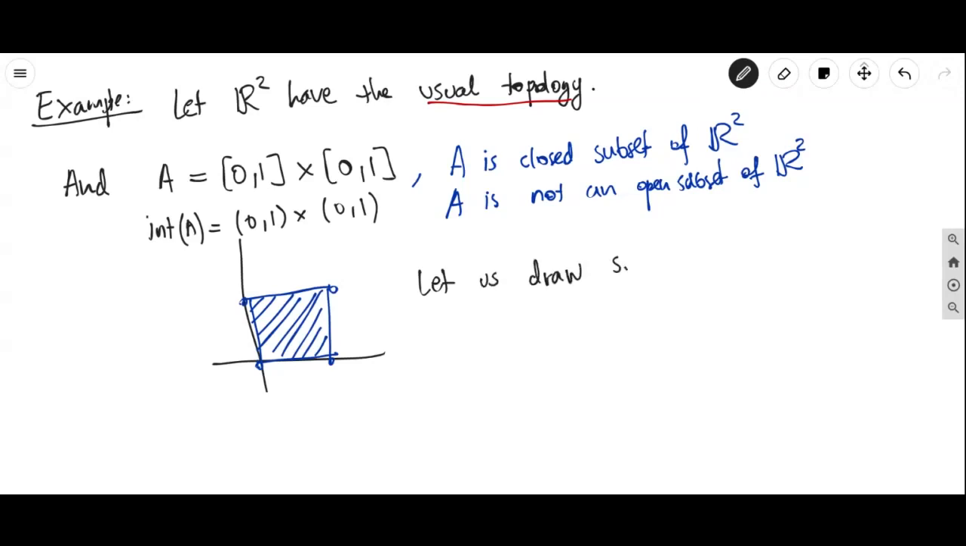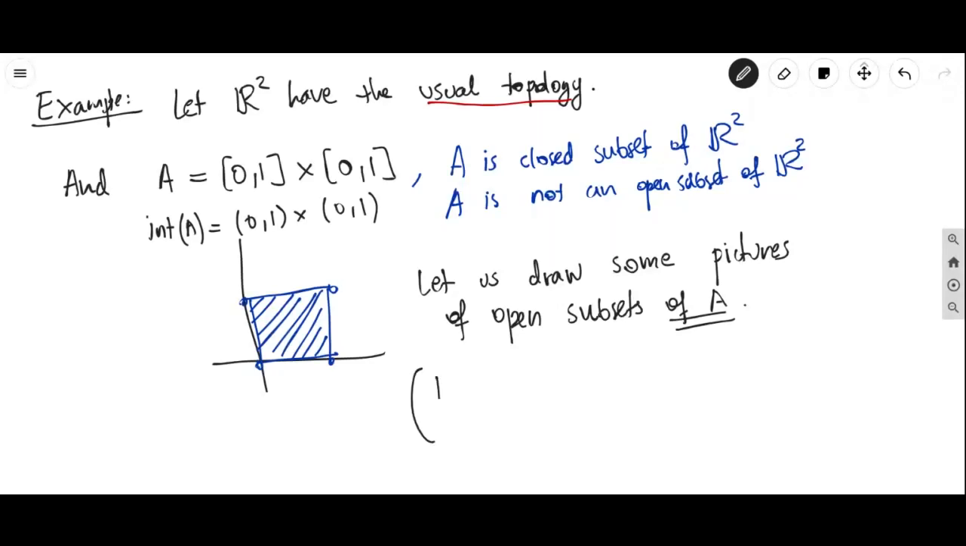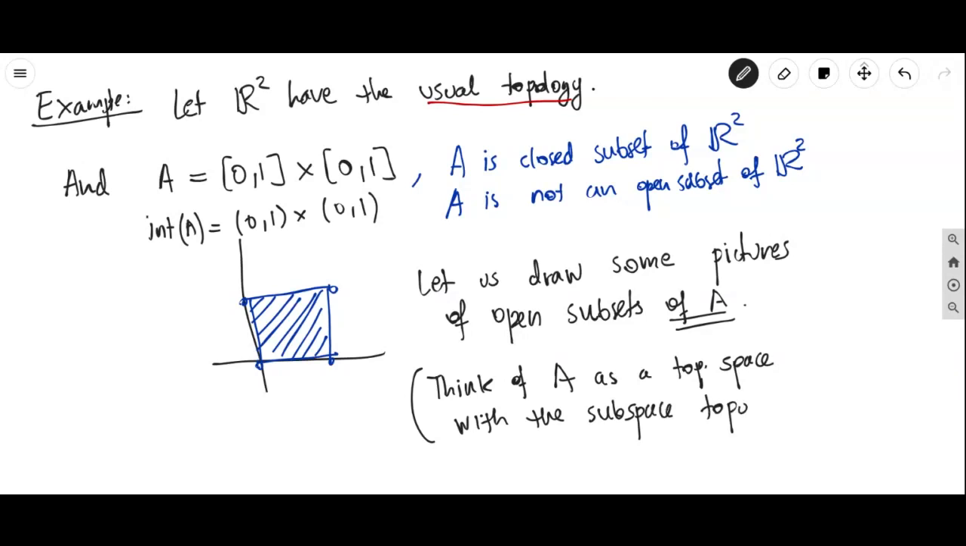Draw some pictures of open subsets of A. Open subsets of A. So here we're working with the subspace topology. Basically what we're doing is we're going to think of A as a topological space with the subspace topology.